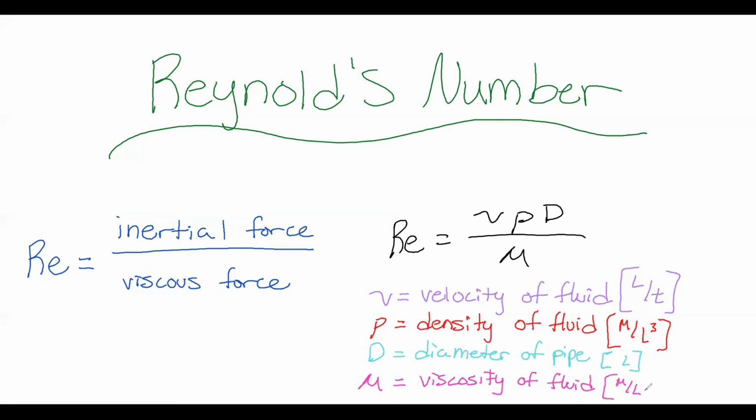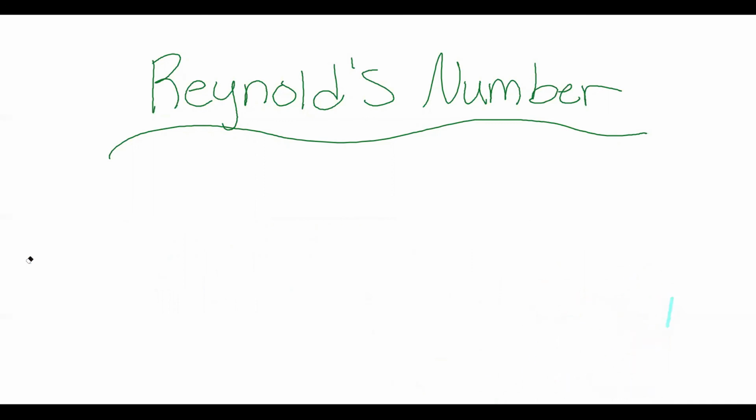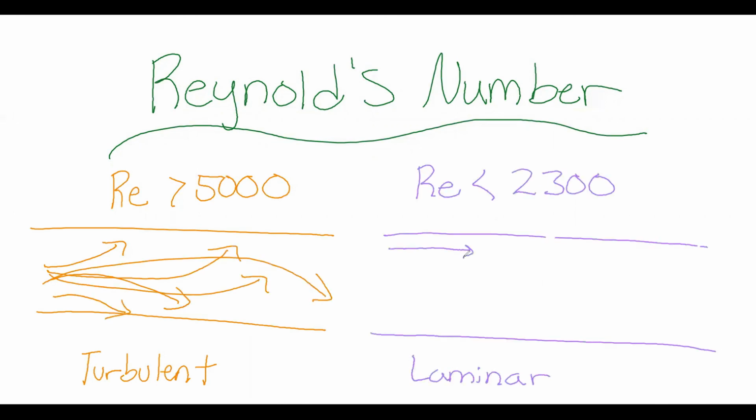A large Reynolds number, greater than 5,000, tells us that the flow is turbulent or characterized by chaotic fluctuation. A Reynolds number that is less than 2300 tells us that the flow is laminar, meaning that the fluid layers slide over each other and interact only at the molecular level. A Reynolds number in between represents a transition flow.